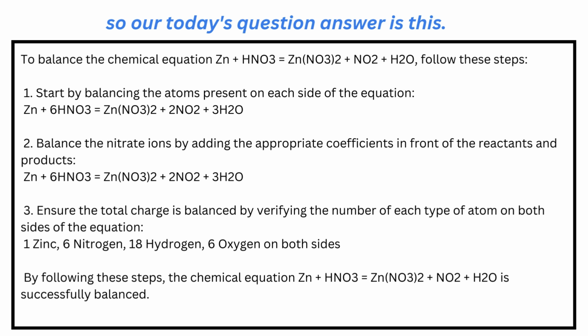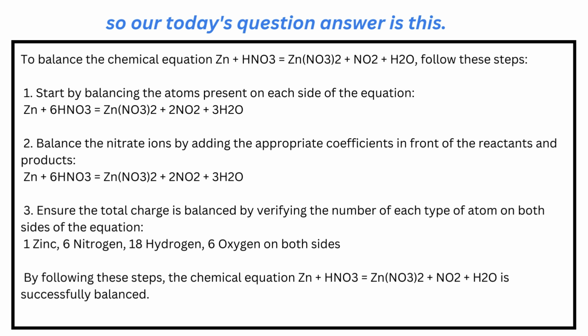Number 3. Ensure the total charge is balanced by verifying the number of each type of atom on both sides of the equation. Number 1 zinc, 6 nitrogen, 18 hydrogen, 6 oxygen on both sides.